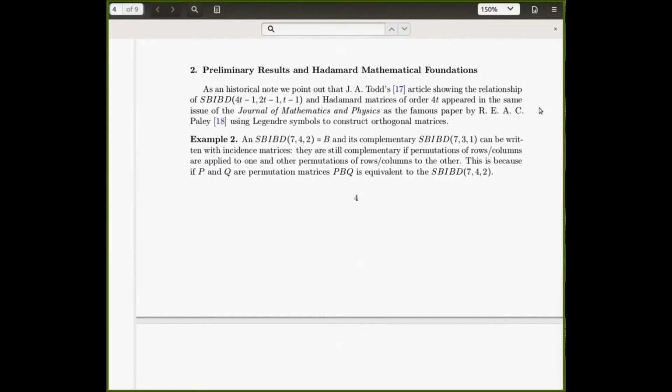Okay. We remember that actually the idea of the SBIBDs and Hadamard matrices was done by J.A. Todd, and it's in the same journal as Paley's work. So we're going to look at this SBIBD and its complement. They can be written with incidence matrices and they're still complementary, and we can permute them and find lots of other things. Down, please.